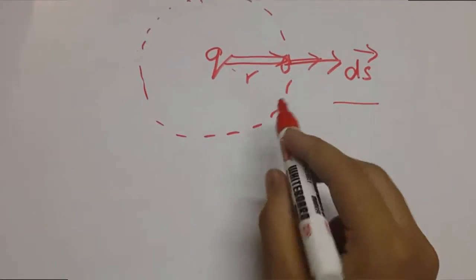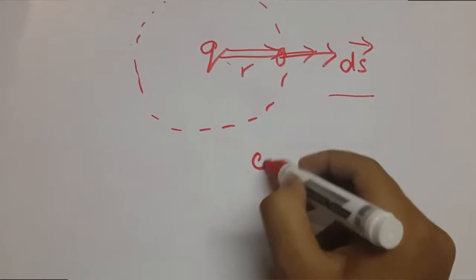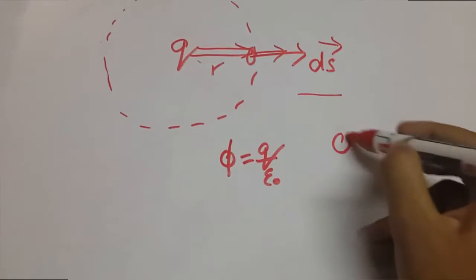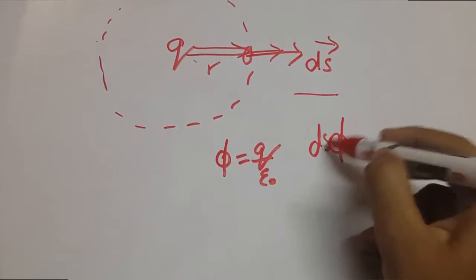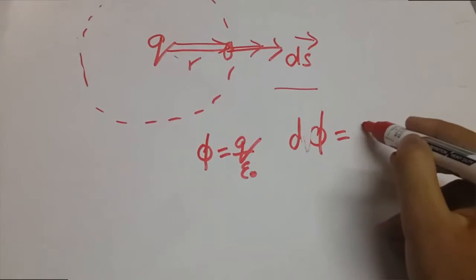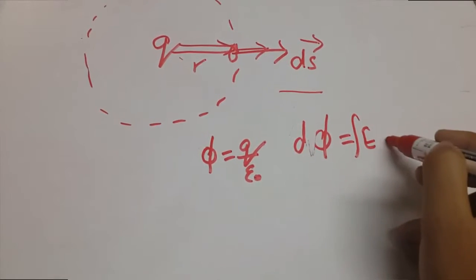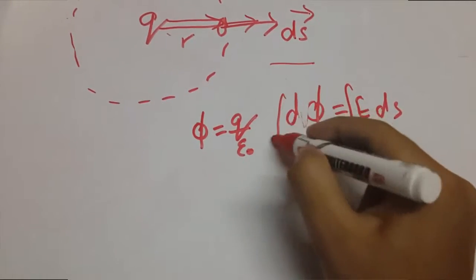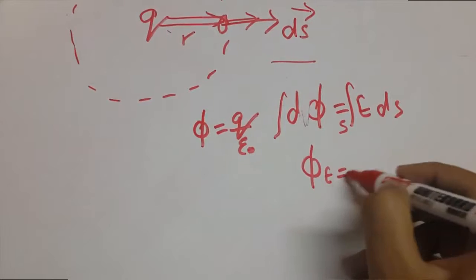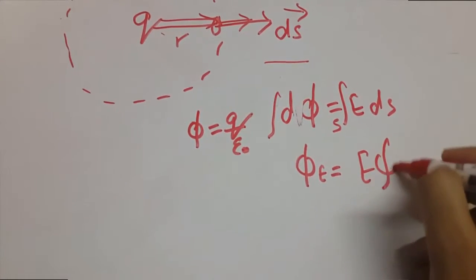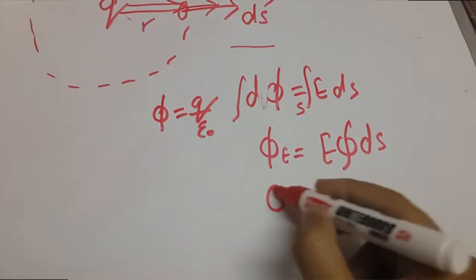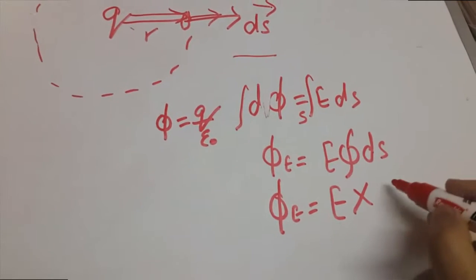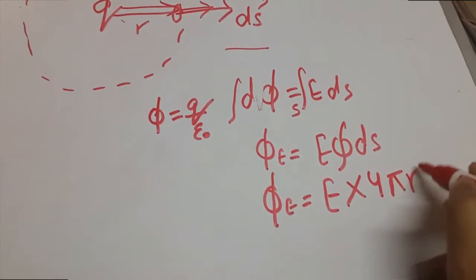Now let's prove that electric flux is equal to Q upon epsilon naught. To prove that, we know that the electric flux is equal to E dS. By integrating both sides, we get the electric flux equal to the integral of E dS. This means electric flux is equal to the electric field times the surface area of the sphere, which is 4 pi r square.